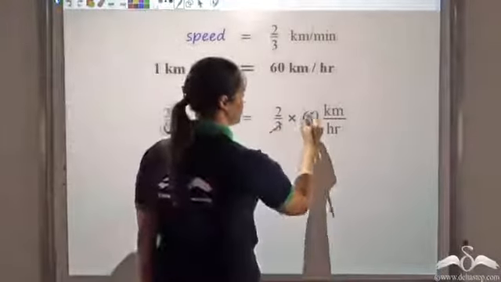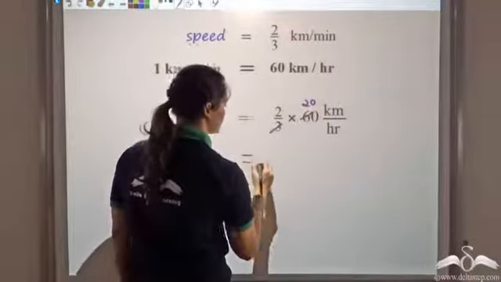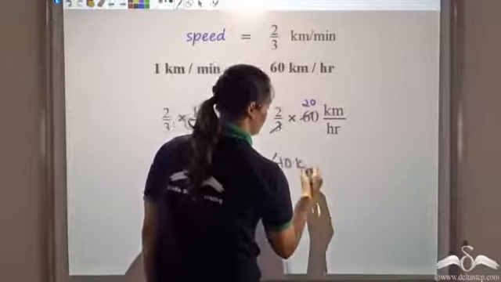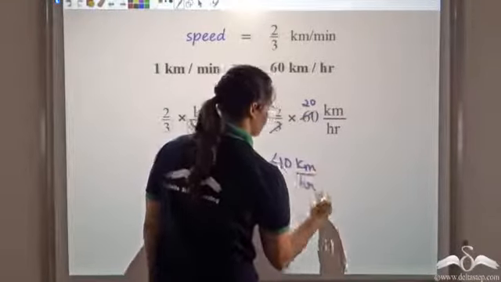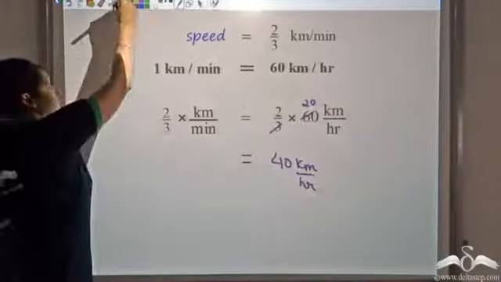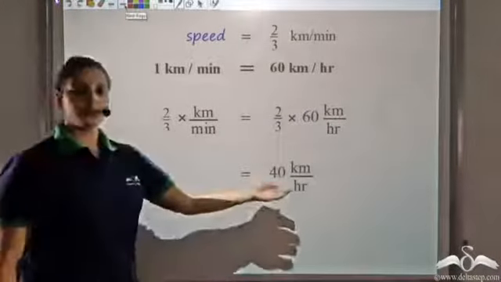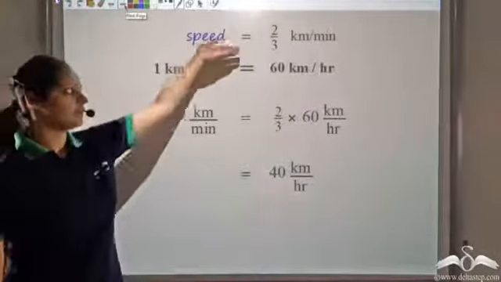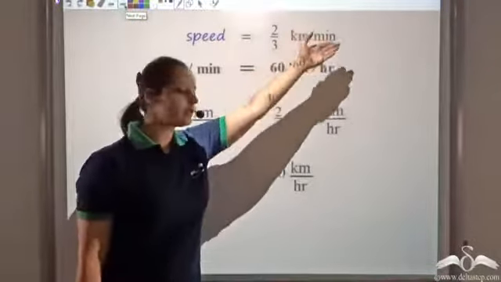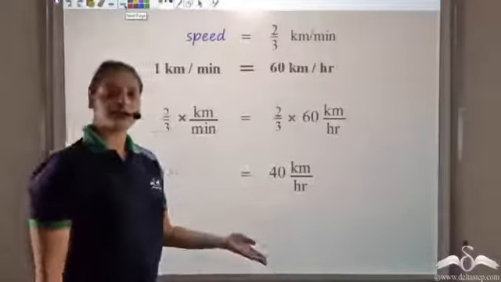Now this is equal to 20 times 2, so this gives me 40 kilometers per hour. So what I get is 40 kilometers per hour. So I've seen that this speed, which was 2 by 3 kilometers per minute, is nothing but 40 kilometers per hour.